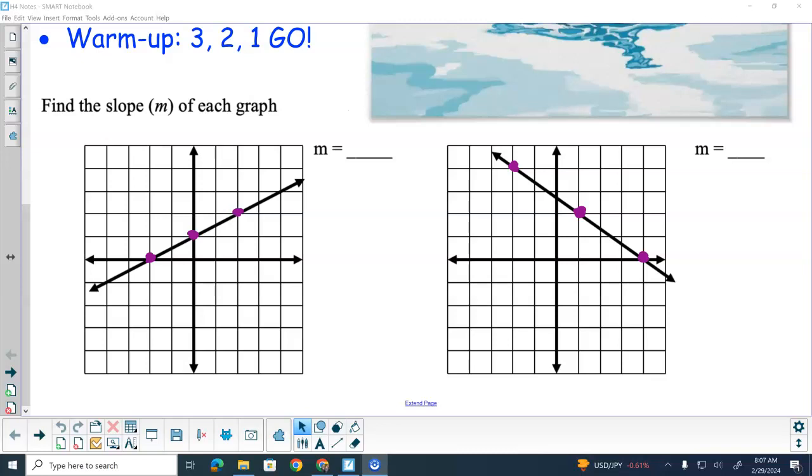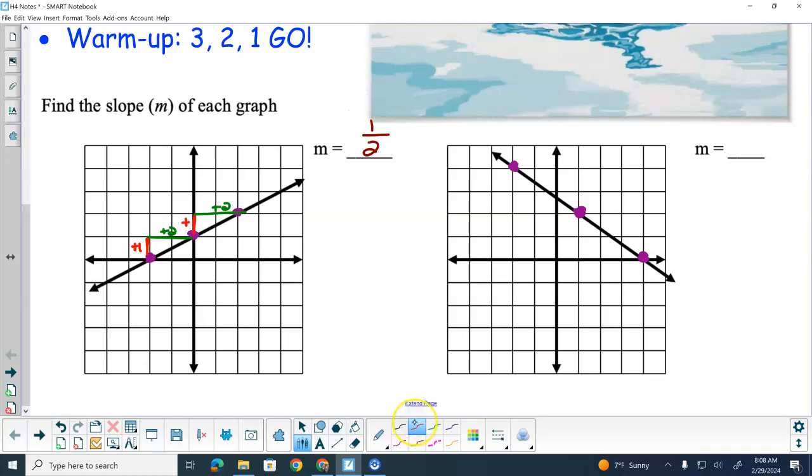So how much do we rise to go from this point to this one, or from this one to that one? Going up one. Okay, how much did we run? 2. So what would my slope then be? 1 over 2. Do I like that fraction? Yes or no? Yeah, it's reduced. Okay, like it. All right.